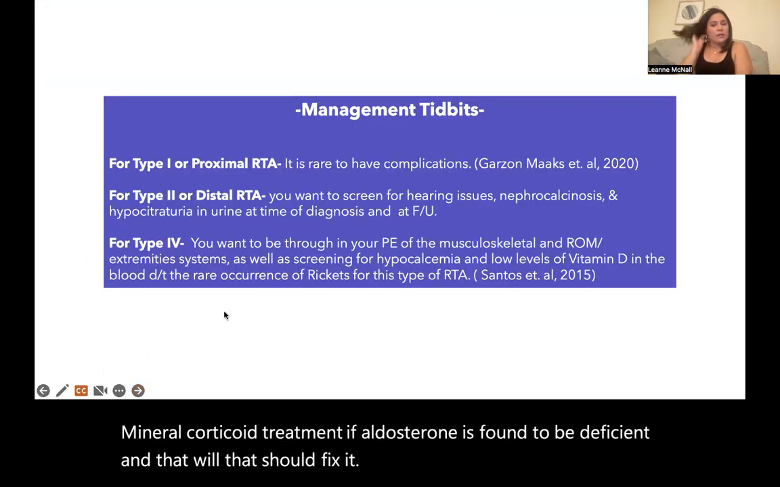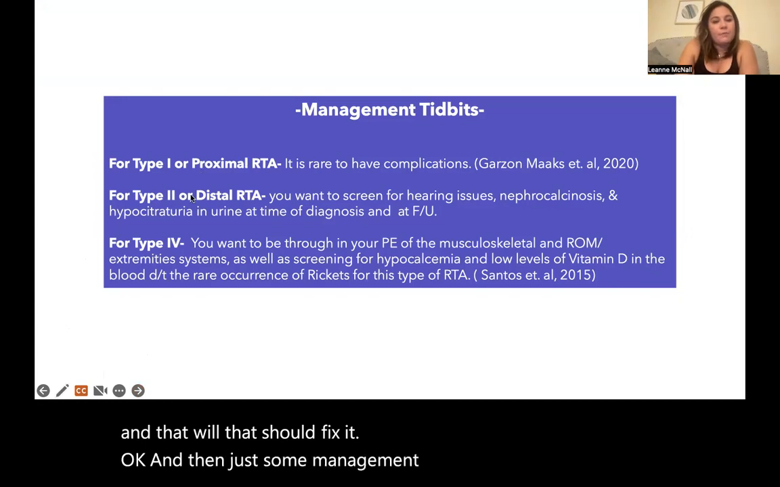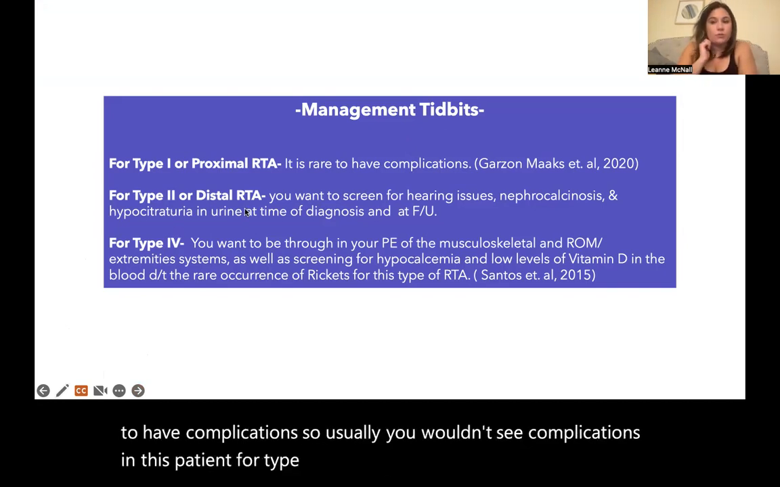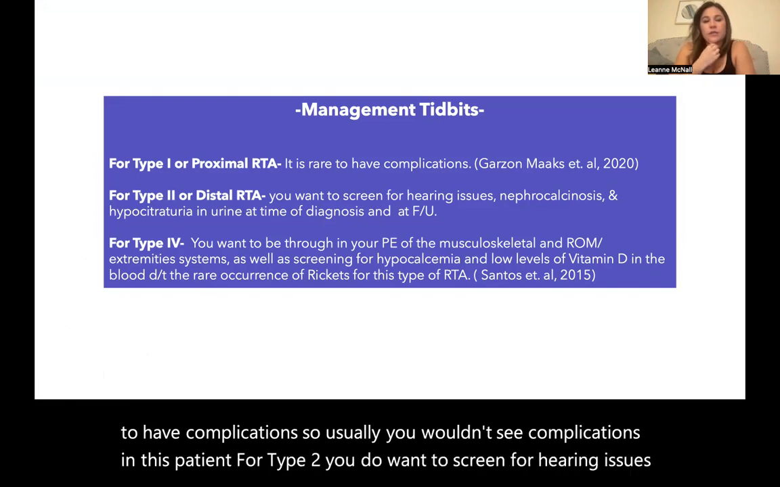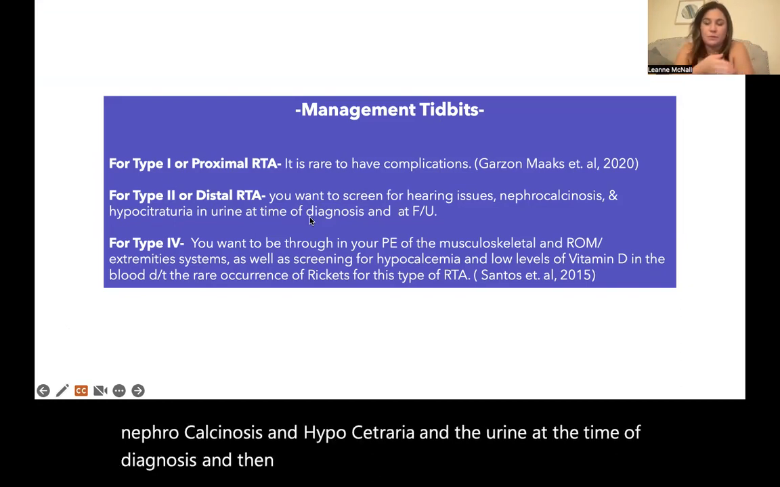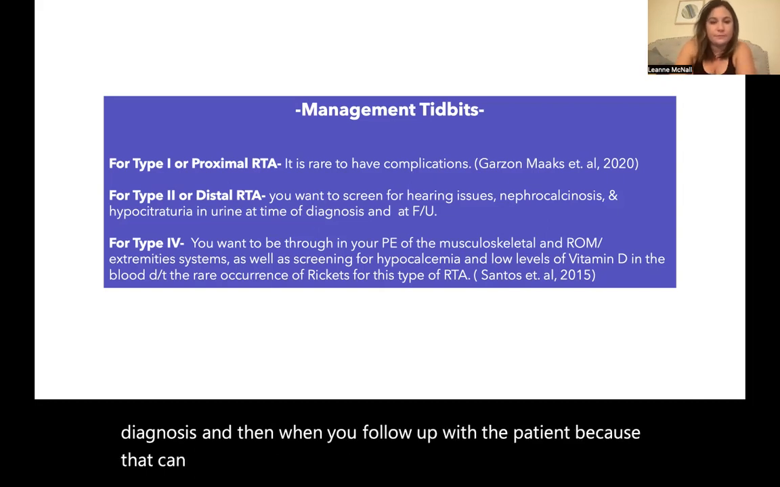Okay, and then just some management tidbits. For type 1, it is rare to have complications, so usually you wouldn't see complications in this patient. For type 2, you do want to screen for hearing issues, nephrocalcinosis, and hypocitraturia in the urine at the time of diagnosis and when you follow up with the patient, because those can be complications of this.